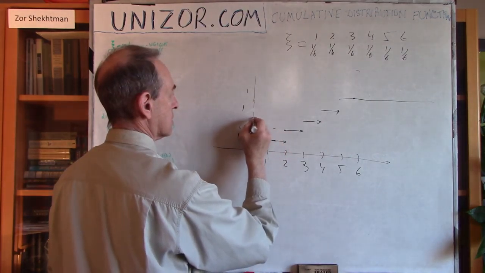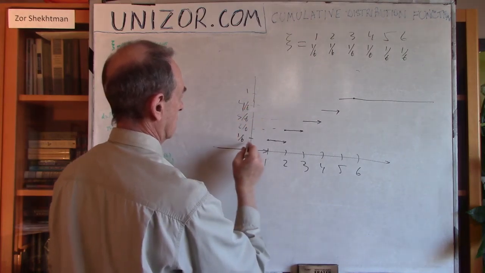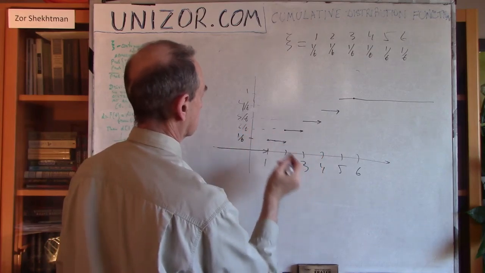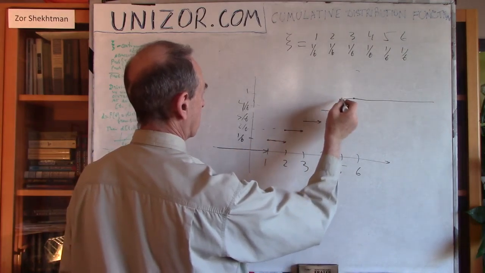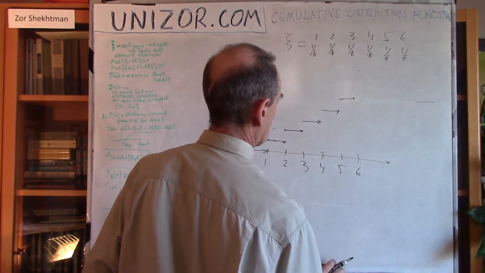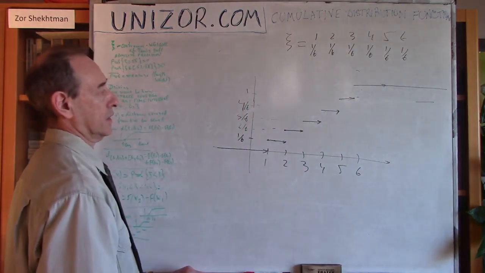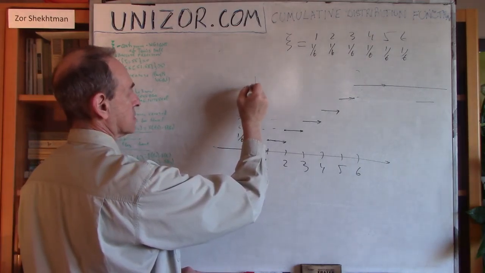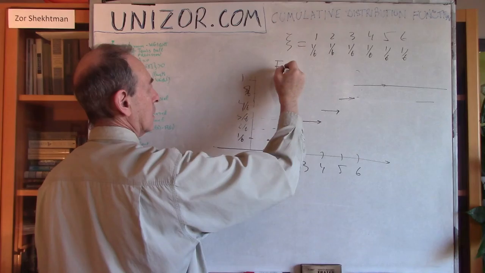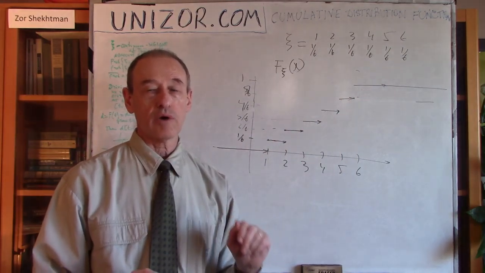1/6, 2/6, 3/6, 4/6, 5/6, and 6/6, and this goes to infinity on x. So this is 5/6, and this is 6/6, which is 1. So that's the graph of our function, which is a cumulative distribution of the random variable with discrete values.